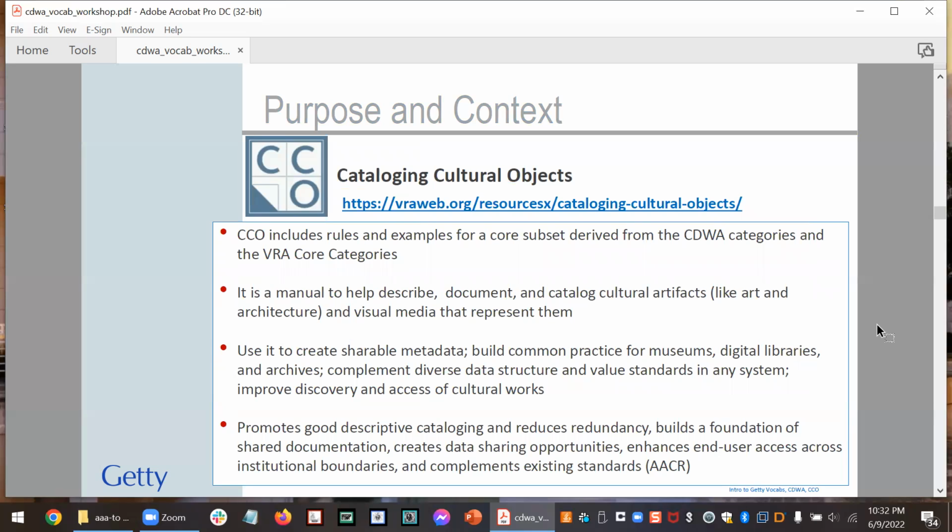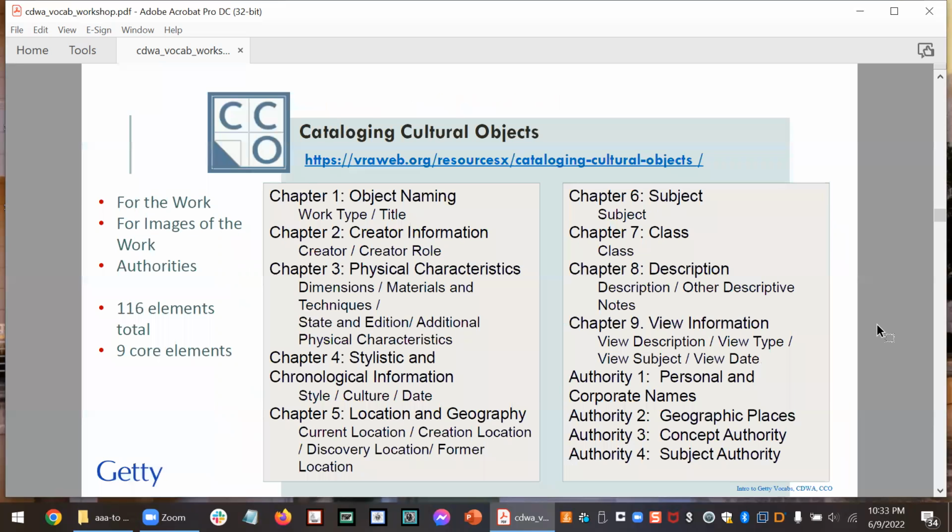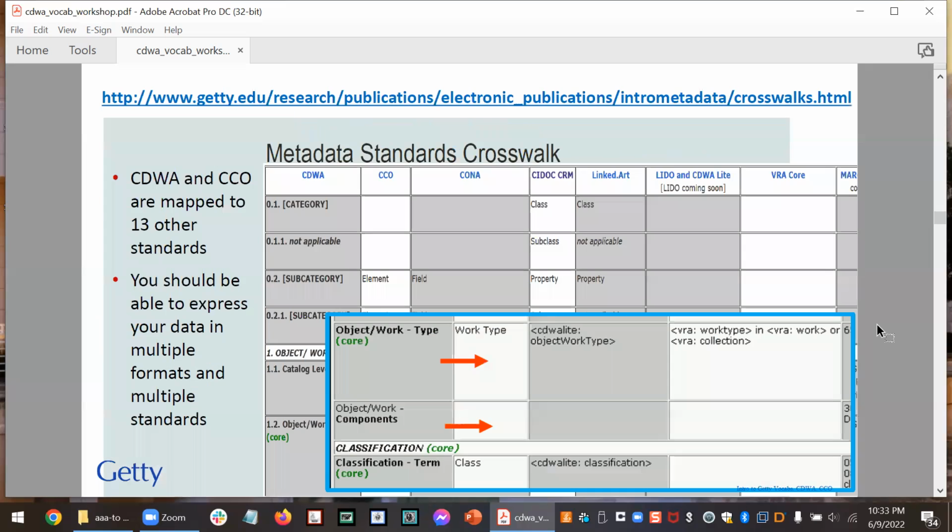Now, CCO also includes rules and examples and so forth, and is in sync with CDWA. It is based on CDWA as well as the VRA core categories, and is a manual to describe and document cataloged artifacts and visual works. You can find it in book form and also online. It's arranged in 116 elements arranged in these chapters. Again, 9 core elements, the same as in CDWA. And to see the comparison between CDWA and CCO and 13 other standards, you can go to this page on the Getty website, look for crosswalks. It's a metadata standards crosswalk.